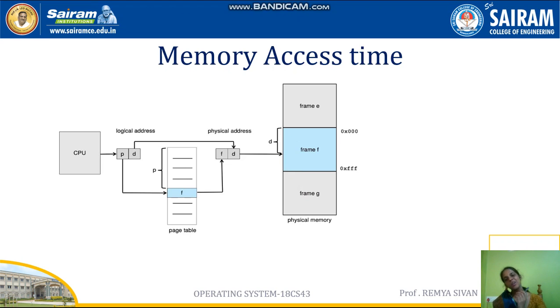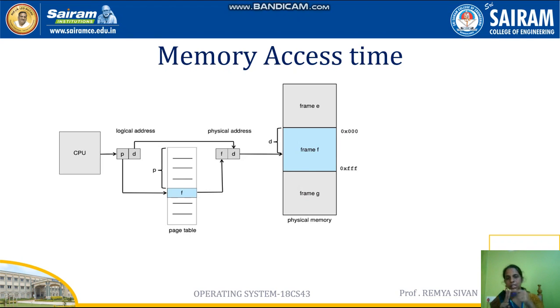Why two memory accesses? First, your logical address is divided into two parts, P and D. P is the page number. Using the page number, you have to access the page table content, right? The page table will be there in the main memory, so to access the page table, one memory access. After getting the frame number, you have to access your data from the main memory. So again one more memory access. So a total of two memory accesses. Memory access is time consuming.